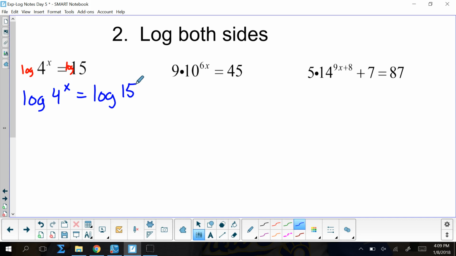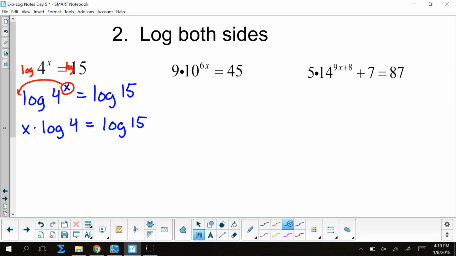Now the reason that I can do that is a logarithmic property that you have to remember from Algebra 1, from Algebra 2, is that this exponent here can now be taken out and put out in front. So I can do that, and I can then say that this is x times the log base 10 of 4 equals the log of 15. Now I can divide both sides by the log of 4.